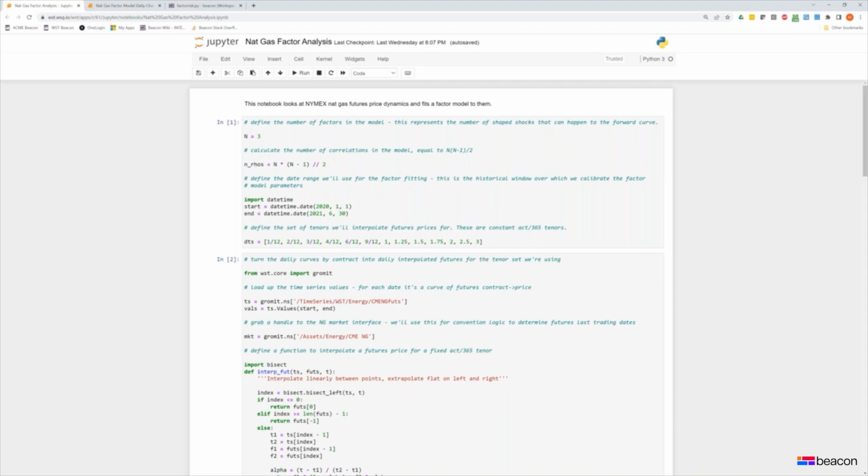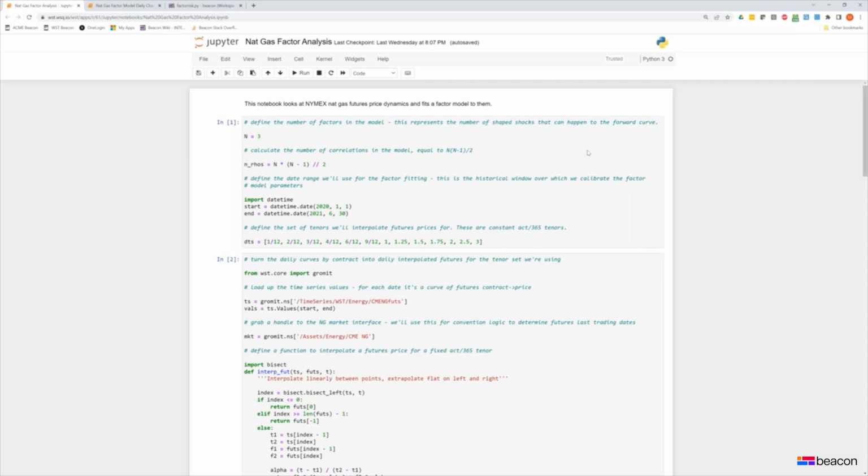There's lots of different ways people run Jupyter notebooks. This one has the advantage of running inside the Beacon platform, so it's connected to its data environment, and it's easy to get all the data that you need to run analytics. It's connected to the parallel compute engine, which we'll look at in a little bit, which lets you do a lot of computationally complex calculations quickly.